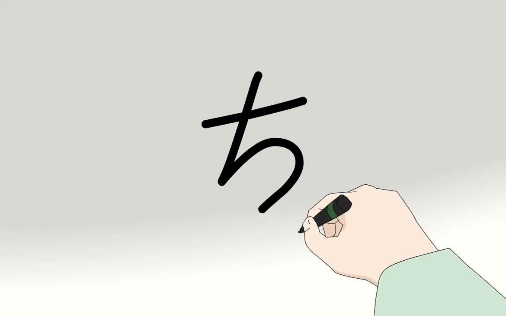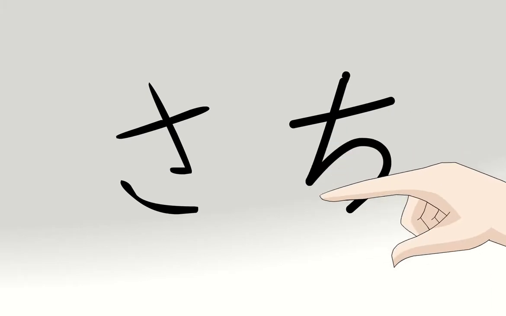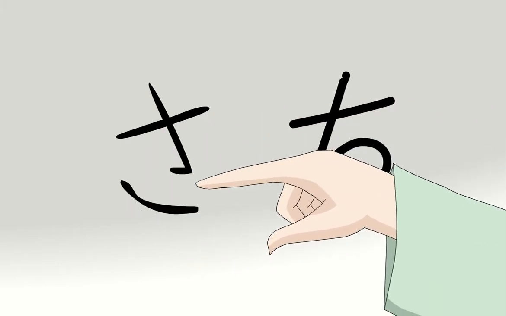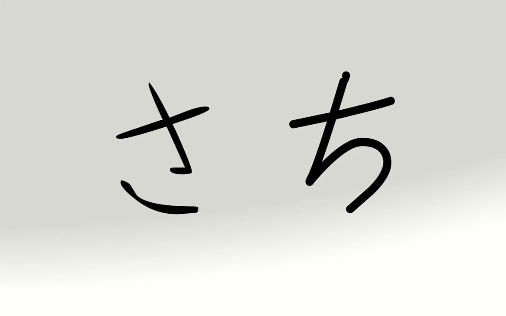Next character is chi. You probably have noticed this character looks similar to a previous character, sa. It looks like a mirrored image. The only difference is, you don't see the last stroke separated into two. It is understandable if you find it a little difficult to differentiate these two characters, so I will show you an example of how to make it easier for you.